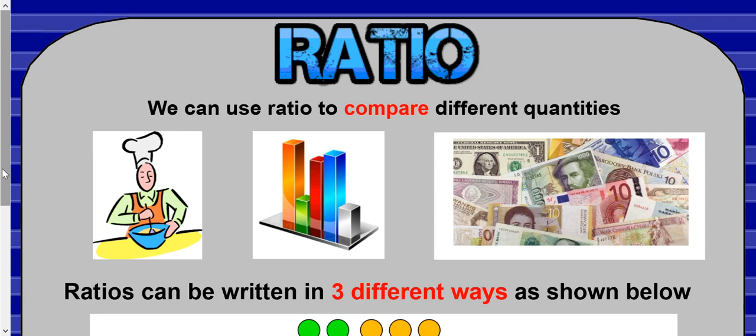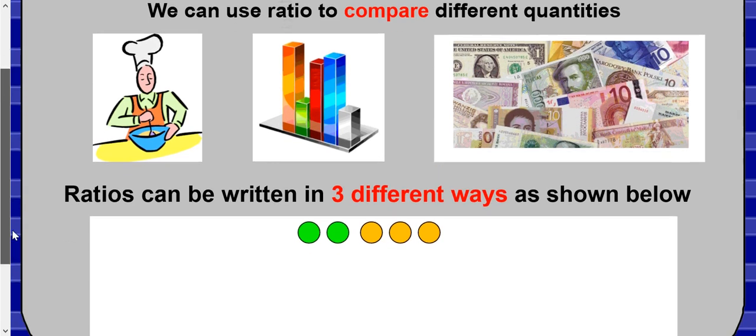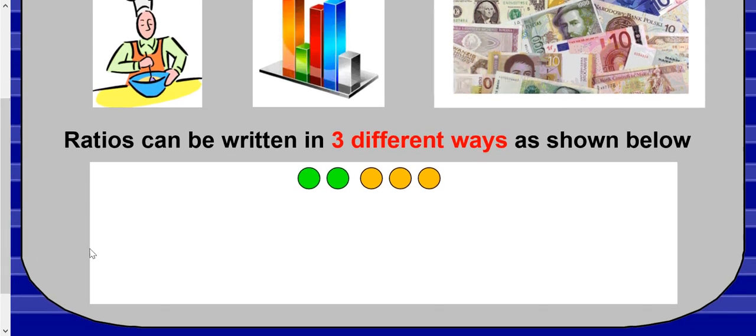Firstly, ratios can be written in three different ways, and I'm going to show you the three different ways shown below. We're really going to focus on one of them, but I'll show you the three anyway. If we look at the green dots and the orange dots, you can clearly see there's 2 greens and 3 oranges. So this could be written like this: 2 greens to 3 oranges.